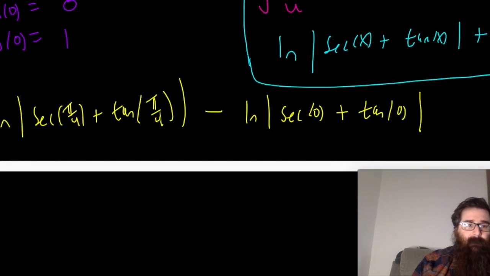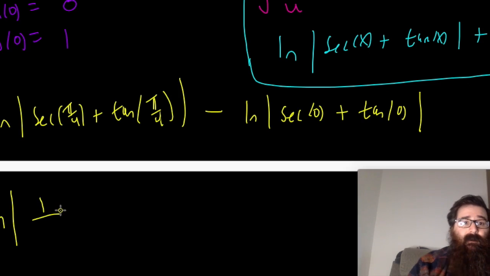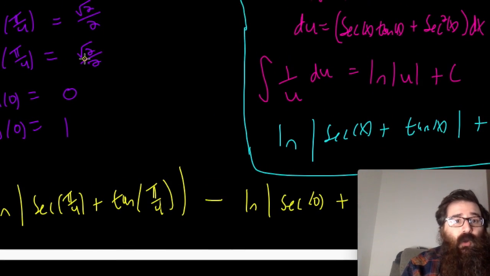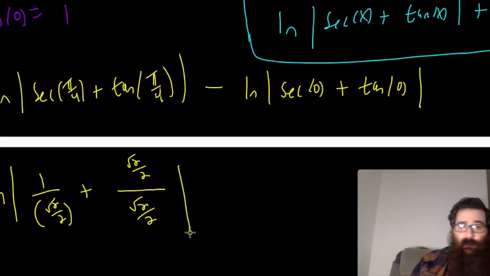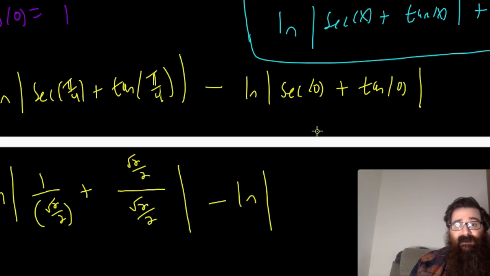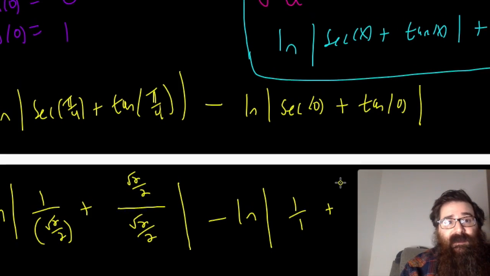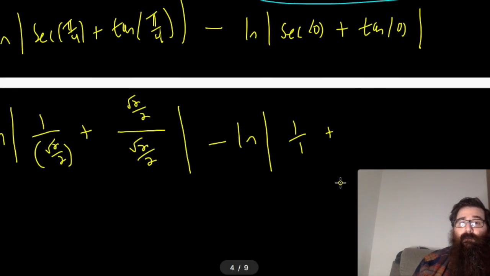So we get natural log, absolute value. Secant of pi over 4 is 1 over cosine at pi over 4. So that's 1 over radical 2 over 2. Plus tangent at pi over 4, that's sine over cosine, which is radical 2 over radical 2 over 2. So we know what's going to happen there. Minus natural log absolute value. Secant at 0 is 1 over cosine at 0, so that's 1 over 1. Plus tangent at 0 is sine at 0 over cosine at 0, so that's 0 over 1.